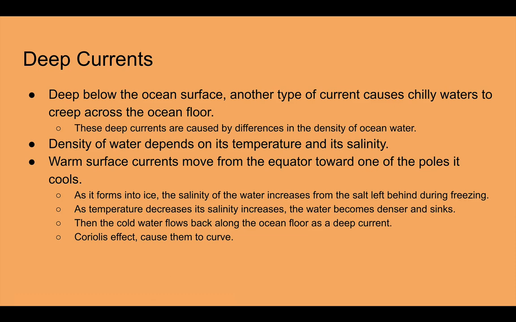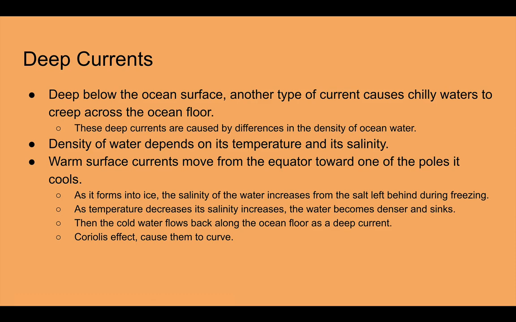Now, as the temperatures decrease, so as the temperatures get colder, its salinity, the amount of salt, is going to increase. And that water is going to become more dense because it's going to be heavier with all of that salt. And it is going to sink down towards the bottom of the ocean floor. Then that cold water is going to flow back along the ocean floor as a deep current. And because of the Coriolis effect, it's going to cause it to turn. Right?